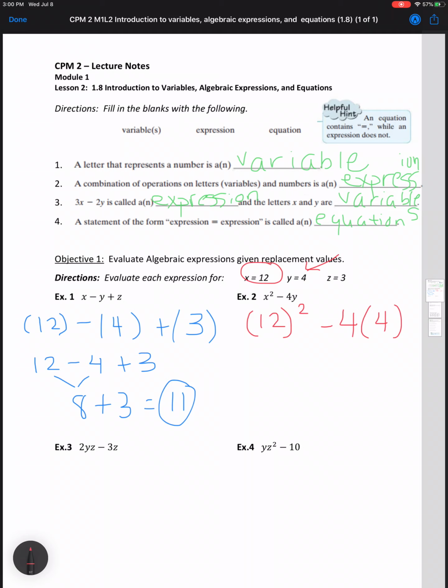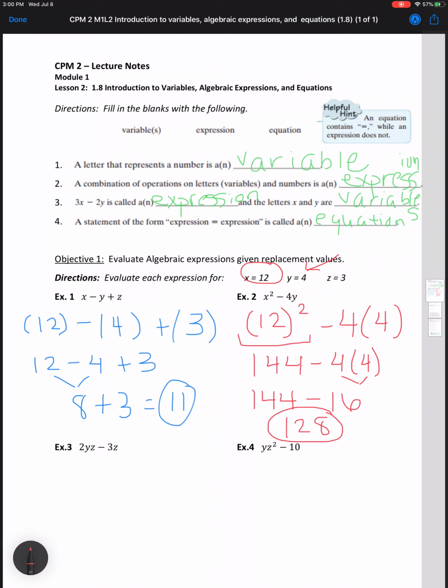Next is exponents. Do we have exponents? Yes, we do. Right here, 12 squared, 12 times 12 is 144. If you needed to go to the side and do some arithmetic, that's fine. And then we have multiplication. Go ahead and bring down what we're not using, 144 minus 4 times 4 is 16. And then finally, 144 minus 16 is going to be 128, I think. 128. If I can subtract right, I hope I can. Check me on that one.